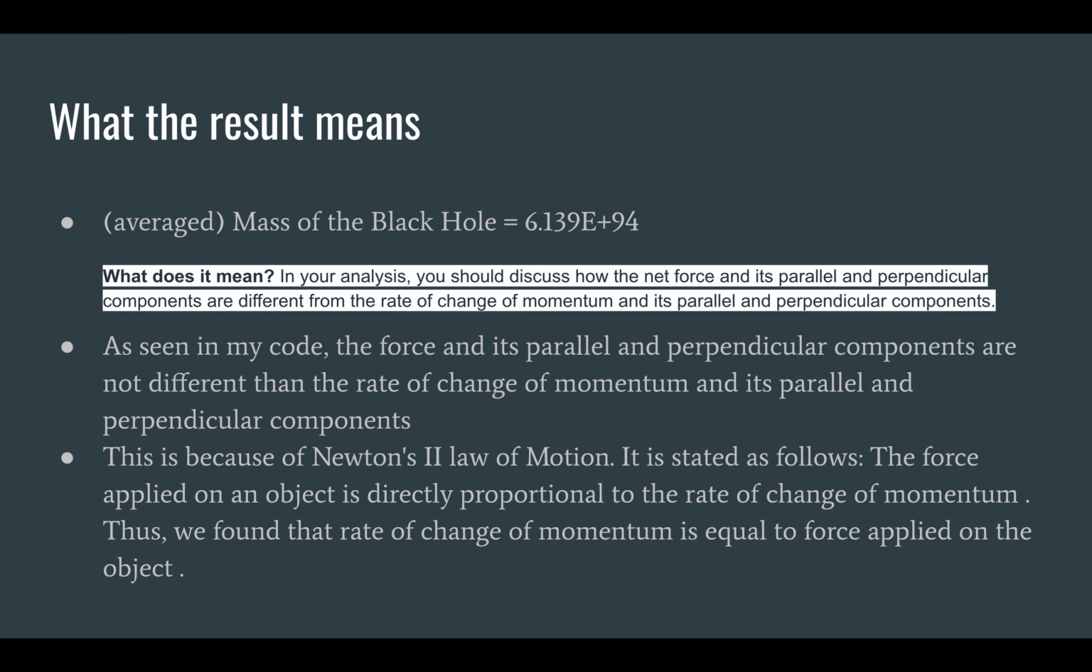So what do my results mean? First off, this is the averaged mass of the black hole, which I calculated. So what does it mean? I'm asked to discuss the net force and its parallel and perpendicular components, and why that's different from the rate of change of momentum and its parallel and perpendicular components. As seen in my code, the force and its parallel and perpendicular components are not different from the rate of change of momentum and its parallel and perpendicular components.